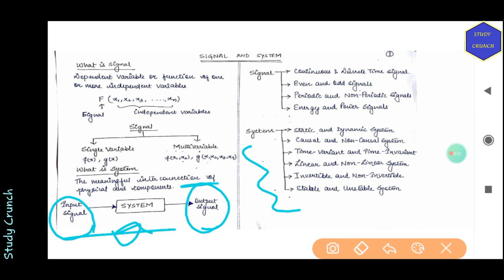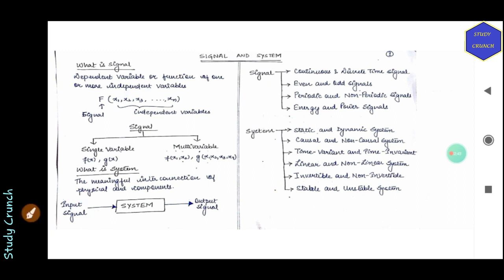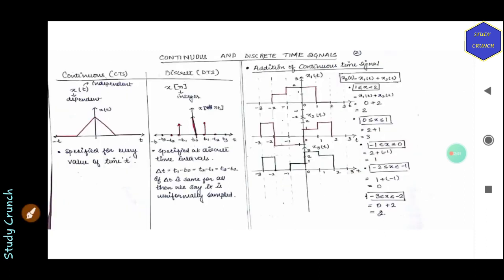Now there are several types of signal: continuous or discrete, even or odd, periodic or non-periodic, energy or power signal. Then we have systems: static or dynamic, causal or non-causal, time variant or time invariant, linear or non-linear, invertible or non-invertible, and stable or unstable system. Now let's start off with continuous and discrete type.